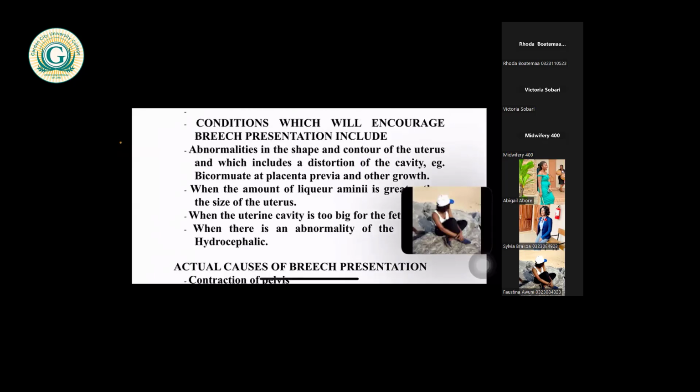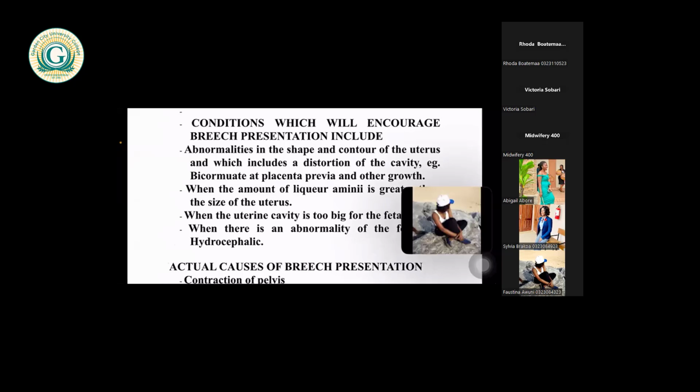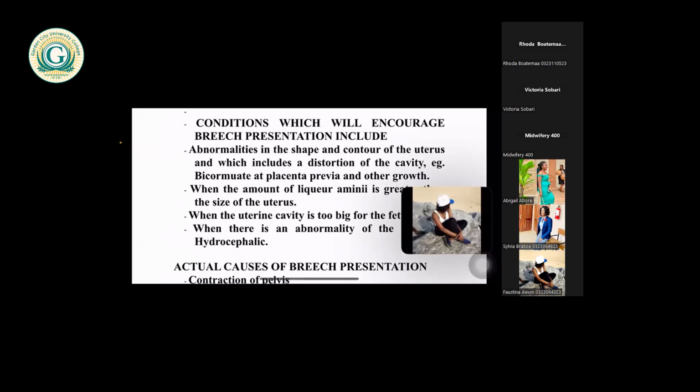So we are looking at some of the conditions that can lead to a breech presentation. And it says abnormalities in the shape and contour of the uterus, for example bicornuate uterus, placenta previa or other growth. So the bicornuate uterus, as the other lady said, I can't give the explanation needed. If anyone can help us with that, I will appreciate it. If not, when Hajia comes, she will throw more light on it.